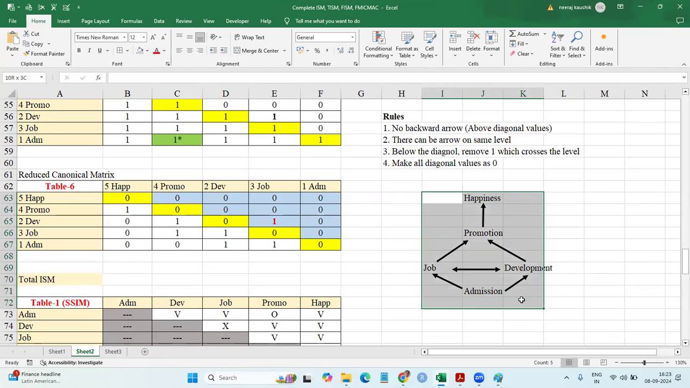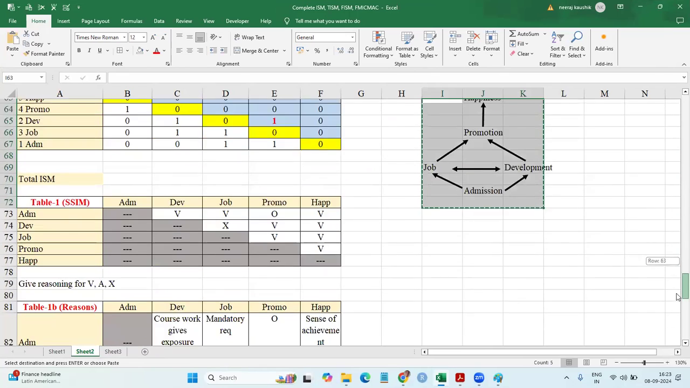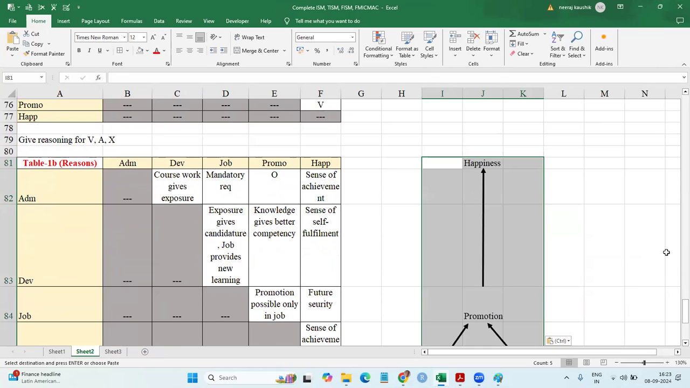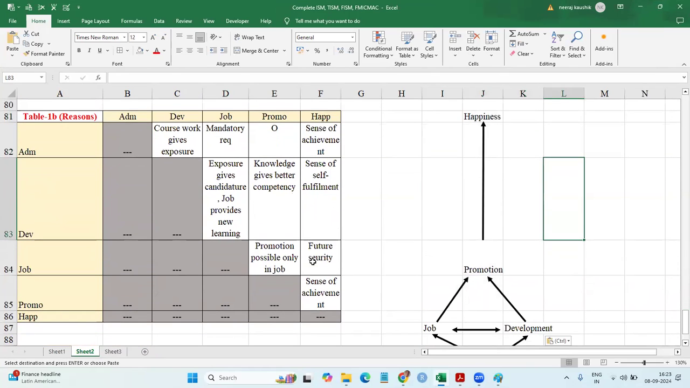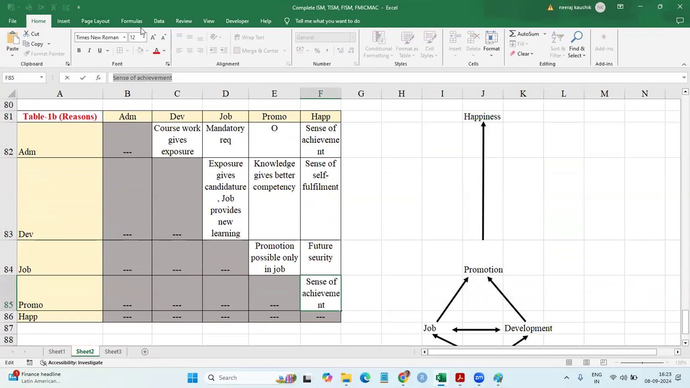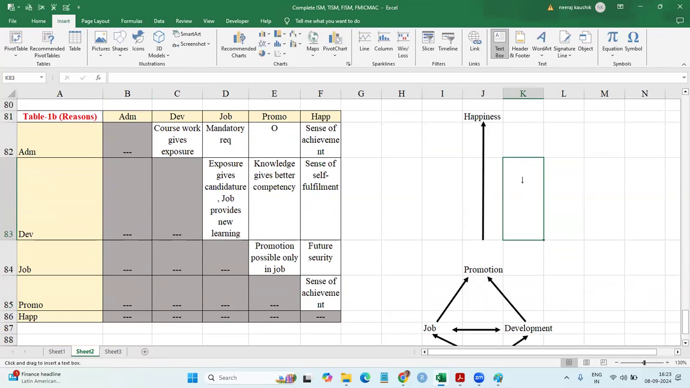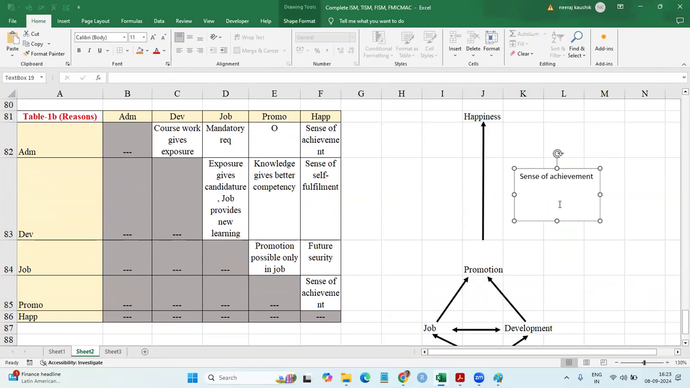Now what we'll do, this is the ISM diagram. Copy and paste it here. And on every arrow, write the reason for the same. From promotion to happiness was a sense of achievement. So copy, insert a text box and write it here, sense of achievement.